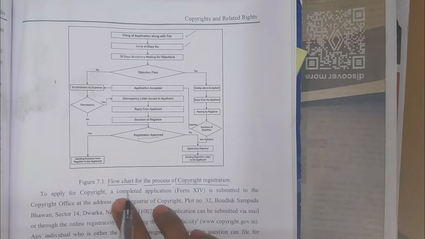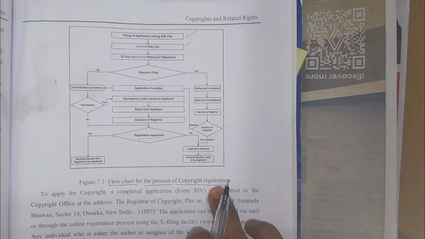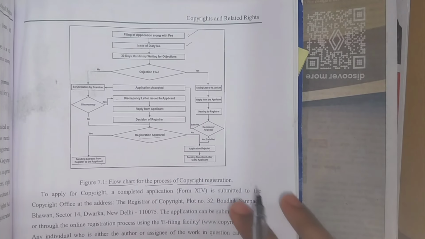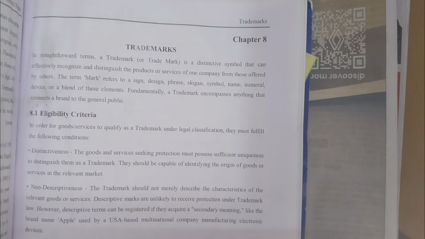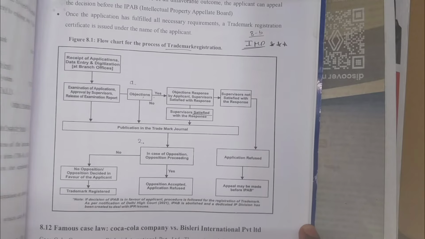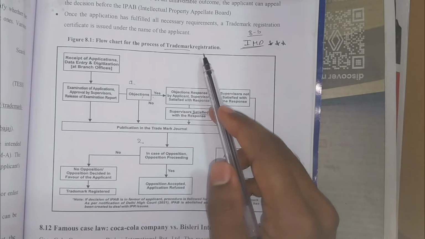So this is about the flow chart for the process of copyright registration. In the third module itself, another topic is there, that is trademark. So in the trademark also there is a diagram. See, the flow chart for the process of trademark registration.